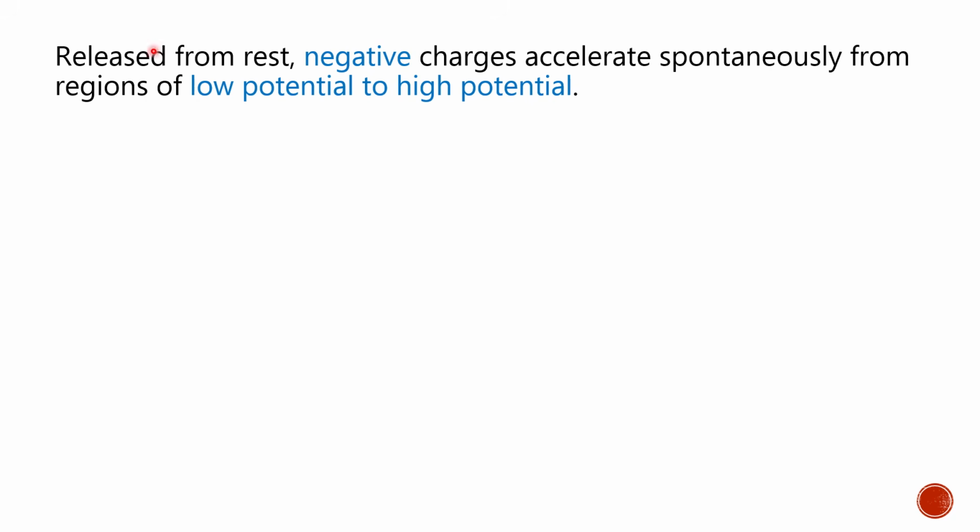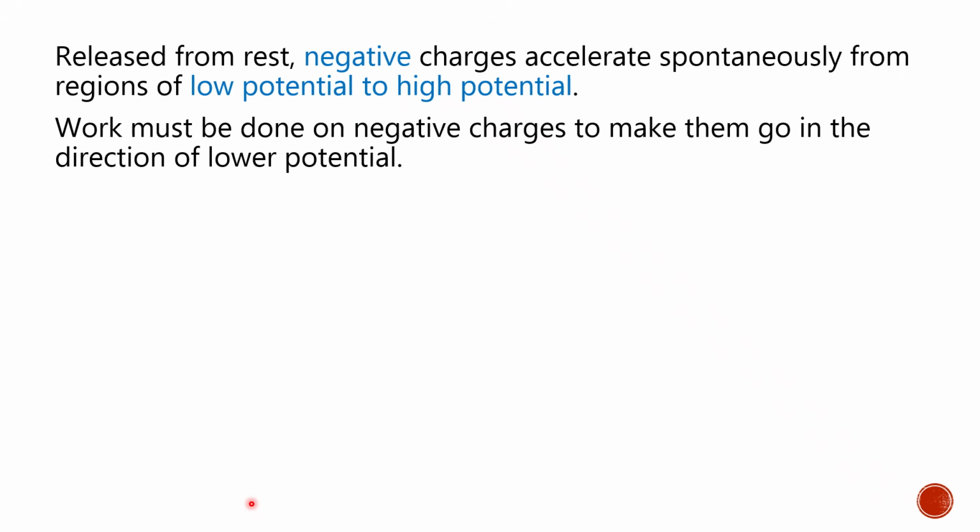The second rule is for the negative charges. If released from rest, they accelerate spontaneously from regions of low potential to high potential. If we have a movement that is the reverse of this, meaning we start from high potential and go in the direction of the low potential, then work must be done on the negative charges. Change in potential energy as it goes to the lower potential part is negative, so work done on the negative charges is positive.